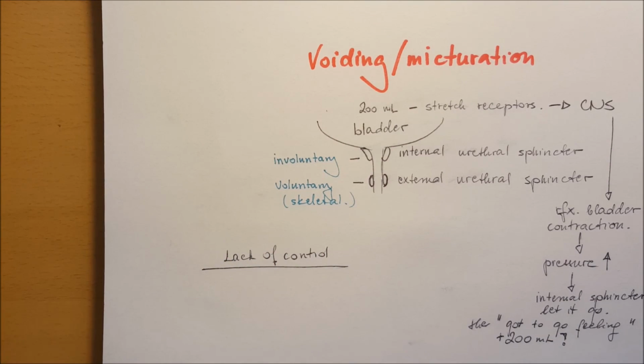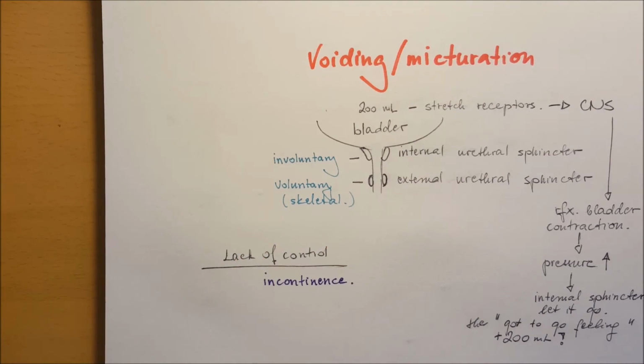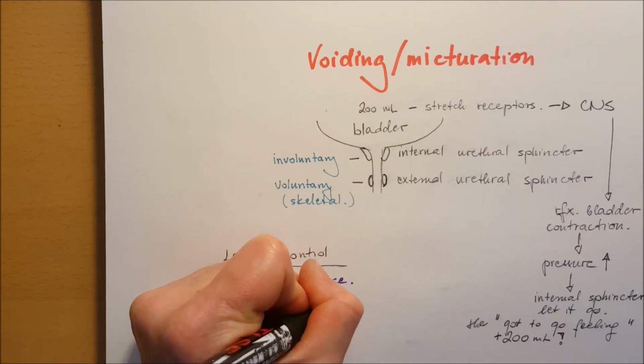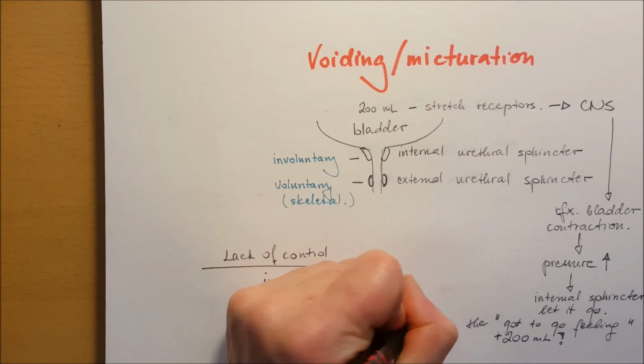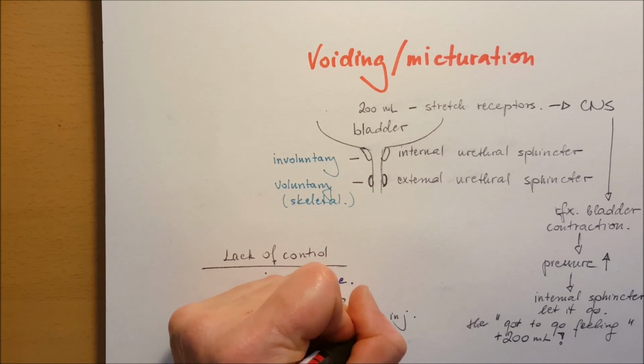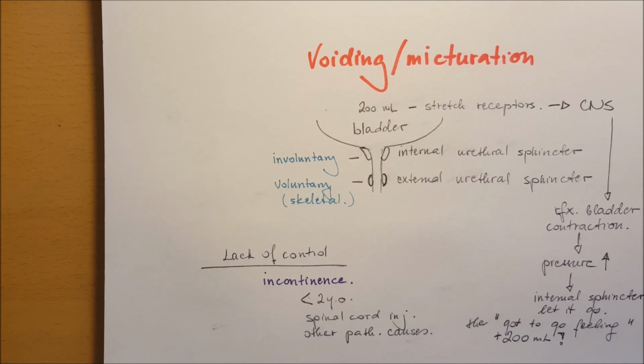Lack of control is the incontinence that happens. They cannot control the voluntary skeletal muscle, the external urethral sphincter. It happens in children less than 2 years old, and spinal cord injury or other pathological causes can cause it.